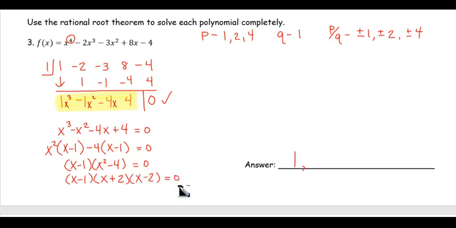Now that you have everything fully factored, you can solve each of these factors by setting them equal to 0. If I set x minus 1 equal to 0, then I know the answer is x equals 1. I'll go ahead and write that down. X plus 2 equals 0. So my next answer is x equals negative 2.